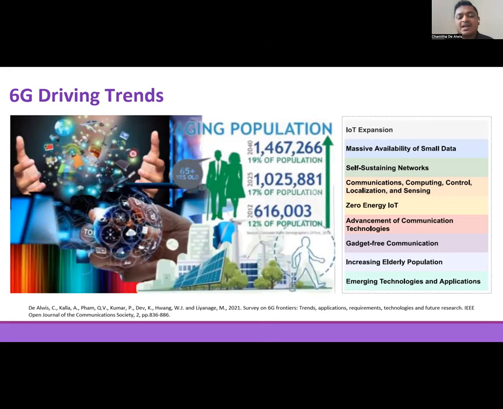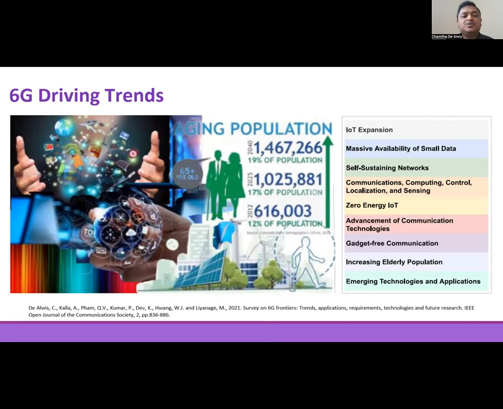And also to identify where these IoT devices are located. So these communications, computing, control, localization and sensing, all those things should converge in the networks. And also, since there will be a large number of IoT devices, it will be impossible to keep track of their charge levels and power them. So we are moving towards zero energy IoT, maybe energy sharing, or maybe energy harvesting, and also many new communication technologies. And we also envisage the future to have gadget-free communication. So rather than having devices or screens, people will interact with holograms.